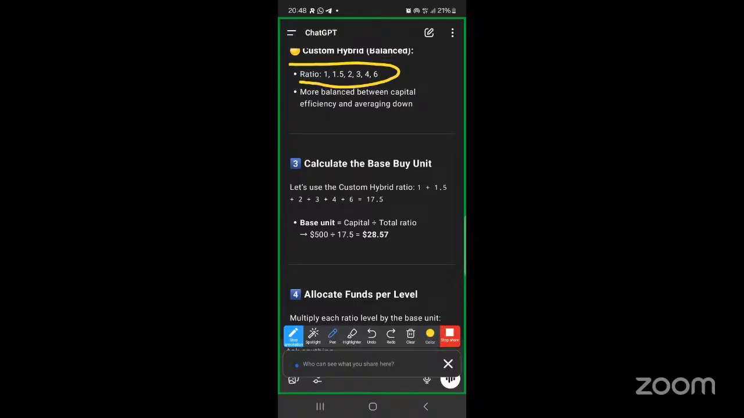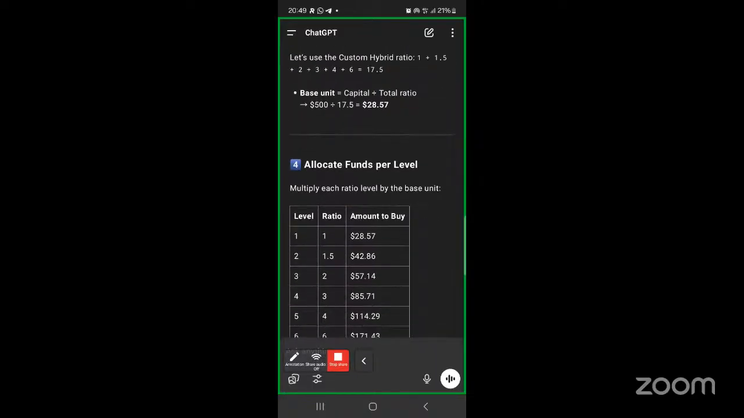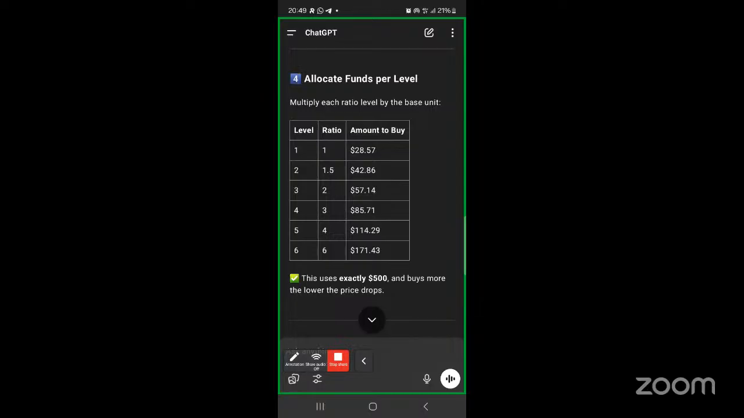Now get the total capital you want to use. Divide with the total ratio. What you get will be your first buying amount. This is the calculation here: $500 divided by this total here equals $28. This becomes your first buying amount.